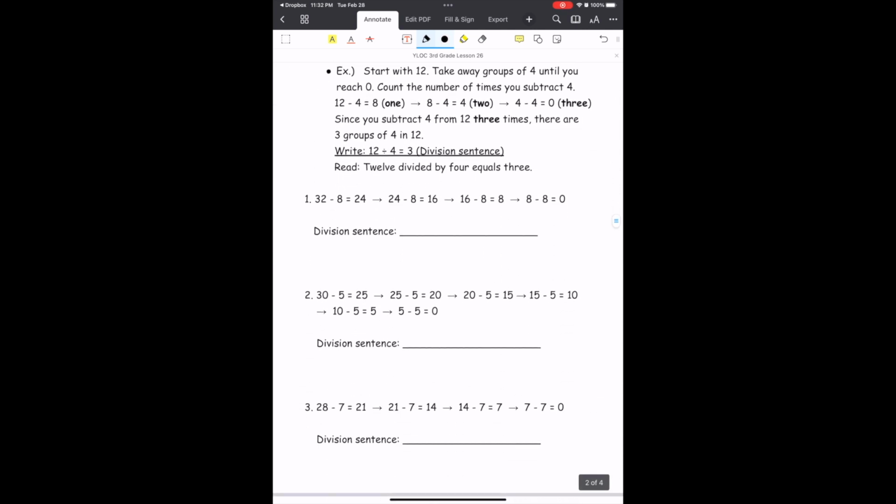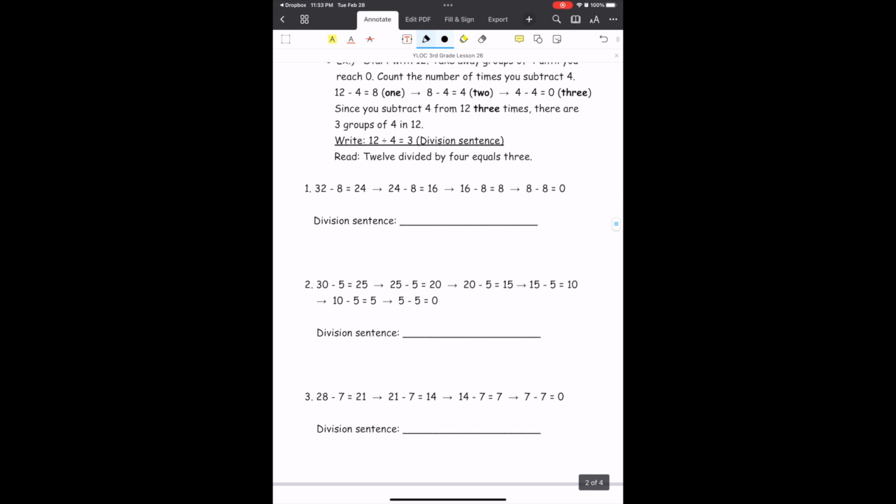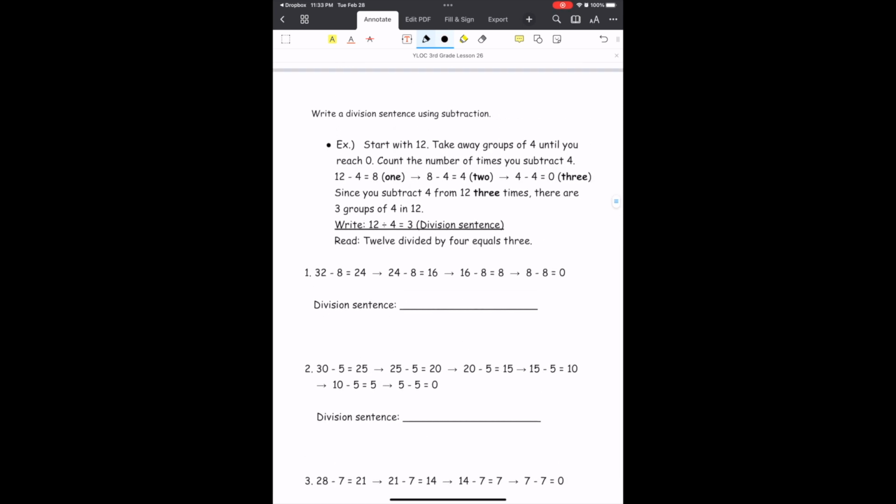Alright, so let's move on to the next page. Write a division sentence using subtraction. Start with 12, take away groups of 4 until you reach 0. Count the numbers. I know you guys know how to read. This is the division sentence: 12 divided by 4 is equal to 3.